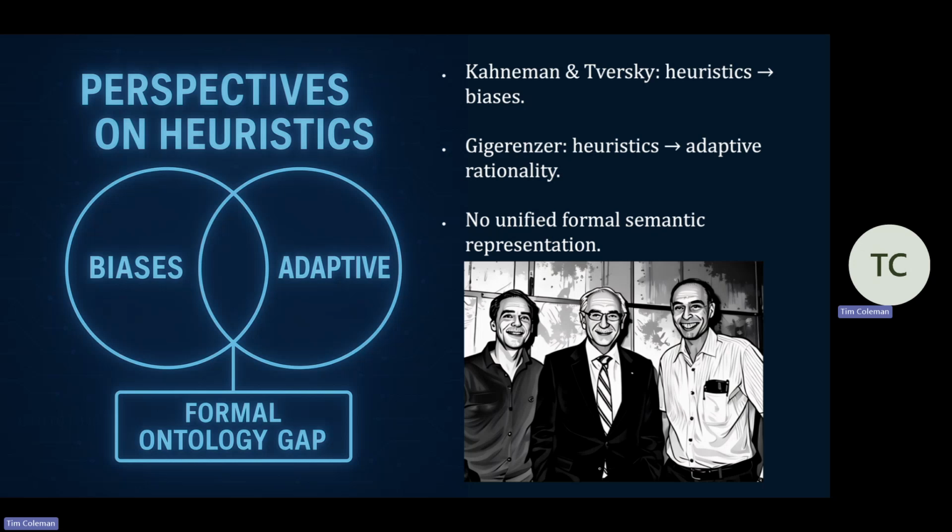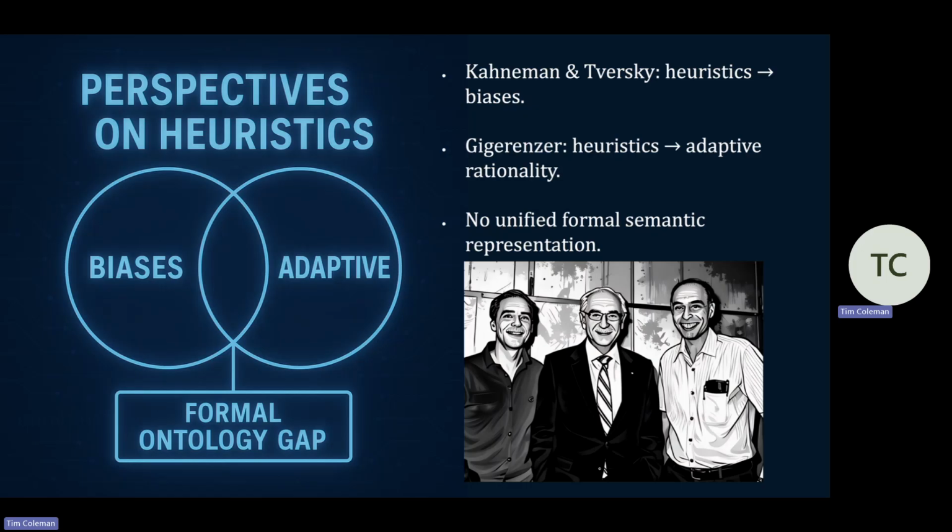The second perspective comes from Gigerenzer and his colleagues. For them, heuristics are not just flaws, but adaptive strategies. Instead of focusing on errors, they emphasize how heuristics allow agents to make good decisions quickly given the environment. For example, a firefighter might decide to evacuate a building because it suddenly feels wrong to stay inside. That's not irrational. It's an adaptive response to subtle cues. In this framework, heuristics are ecologically rational. They exploit the structure of the environment to produce effective outcomes with limited time and information.